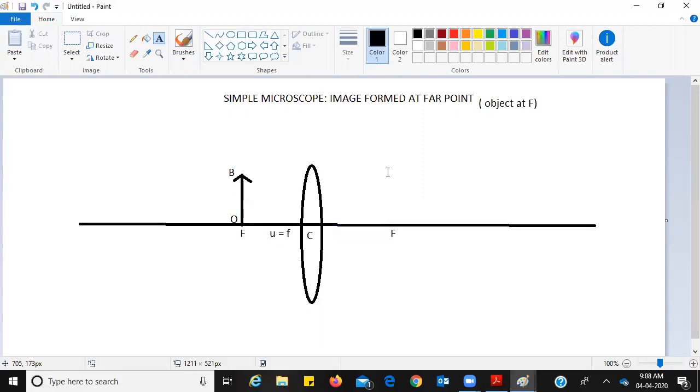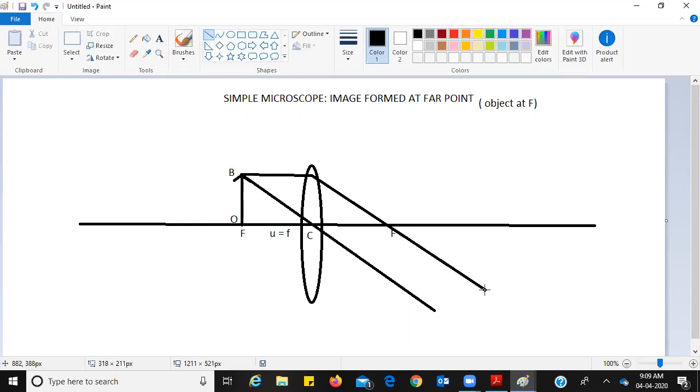As usual, the first light ray will go parallel and pass through the focus. Better I'm not drawing that. If any mistake, I can adjust the focal length. So I'm drawing the other one next. This is the central light ray. And you know the light ray will be parallel at infinity. So this light ray should go and become parallel.